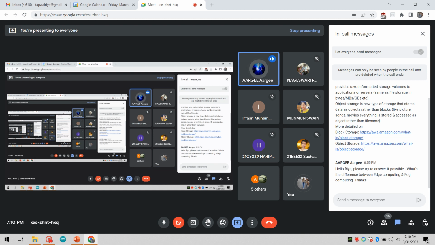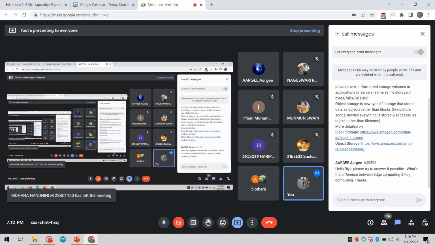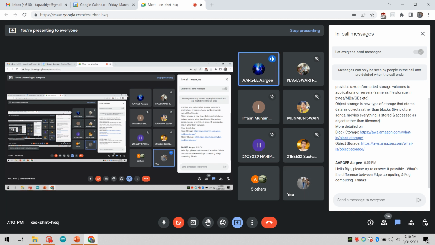It is not that clear actually, but it's okay. You can continue, no issues. I will try to find out the answers. What is the confusion? For me, I am unable to find out the difference. I know the similarities, but I'm not able to find out the subtle differences between edge and fog computing.